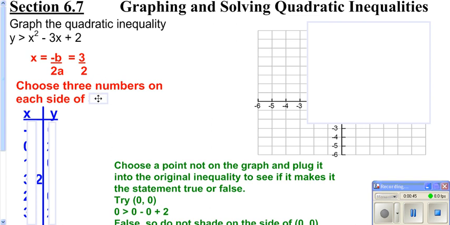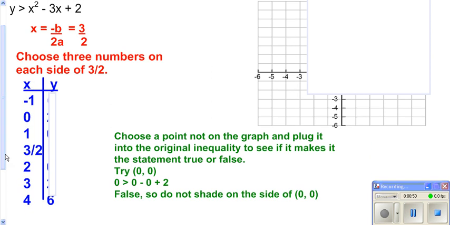So then you want to choose three numbers on each side of 1.5. You choose three numbers below 1.5 and three numbers above 1.5. You can plug those into here, and then you can plot your points. Now we can't use the pattern of over 1 up 1, over 1 up 3, over 1 up 5 because our vertex is not at a nice grid point. It's at a fractional spot in between. So all we're going to do is just plot those points.